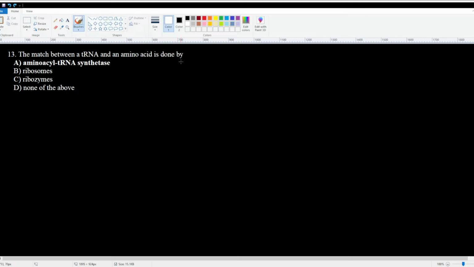the match between a tRNA and an amino acid is done by, and I know only some of you are going to be biochem majors, so the pronunciation of this enzyme is a little bit difficult. However, repeat after me: aminoacyl tRNA synthetase. Now say it again: aminoacyl tRNA synthetase. Synthetase. So yeah, even I mess it up, right?